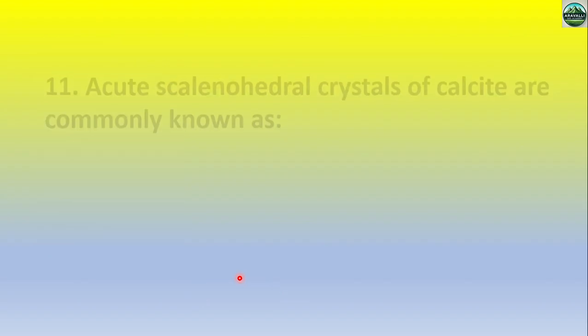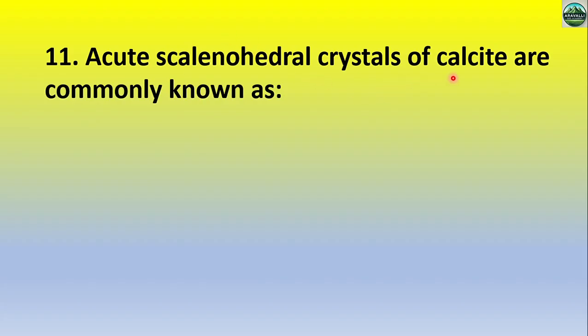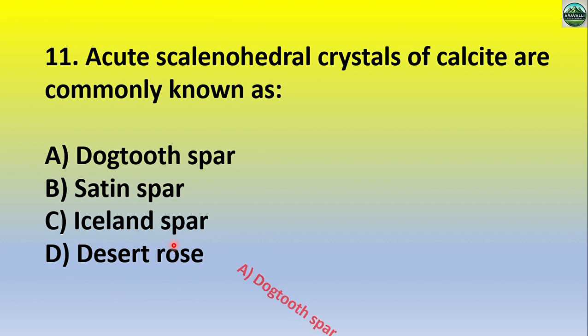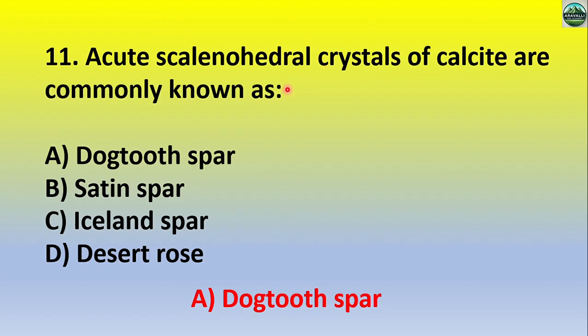Okay. Next question, acute scalenohedral crystals of calcite are commonly known as? Tell me the name of the variety. Dogtooth spar, satin spar, Iceland spar, and desert rose. So the right answer is dogtooth spar. Acute scalenohedral crystals are dogtooth spar. Actually, satin spar is a variety of which mineral? You can write in the comment box. Satin spar is a variety of which mineral?